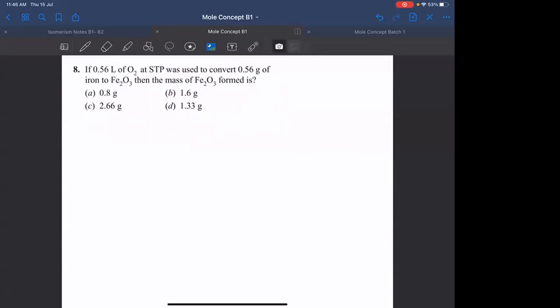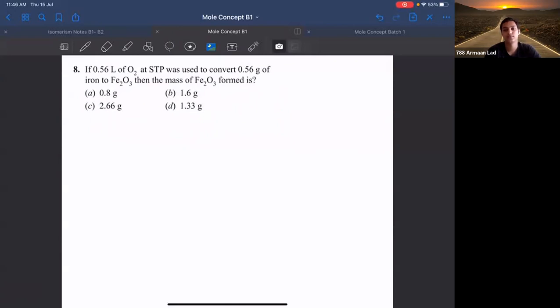For any question in mole concept, what is the first step? Writing of the equation. Please write the equation.